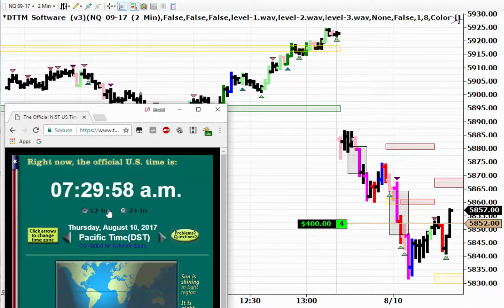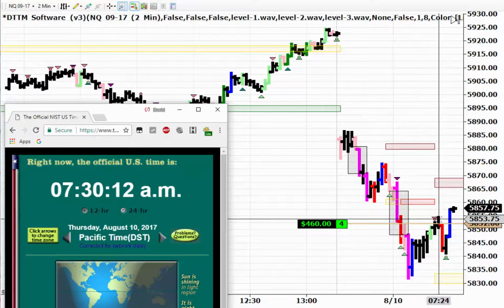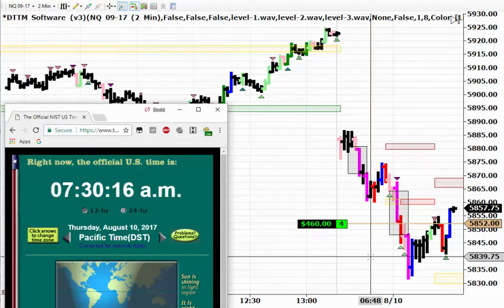And you can see the time here. It's getting on for 7:30 here, and that's of course Pacific time, daylight savings time on Thursday, August the 10th, as you can see. So I did go ahead and get long here. We were long a little bit earlier today. It did bounce up, but then came back and stopped us out at basically break even.